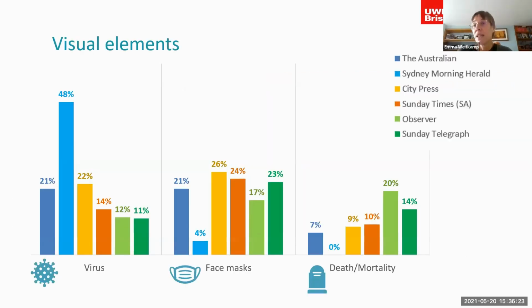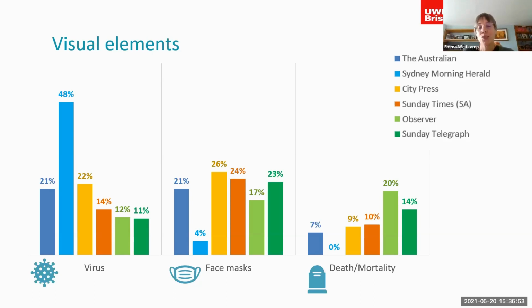We looked at visual elements to see what was similar, what was different. So we looked specifically at the presence of a virus, a face mask, or death and mortality. And again, I think interesting differences between newspapers, although perhaps not between countries. I think it's quite interesting that the Sydney Morning Herald represents the virus a lot and hardly ever shows a face mask and doesn't ever show representations of death and mortality.